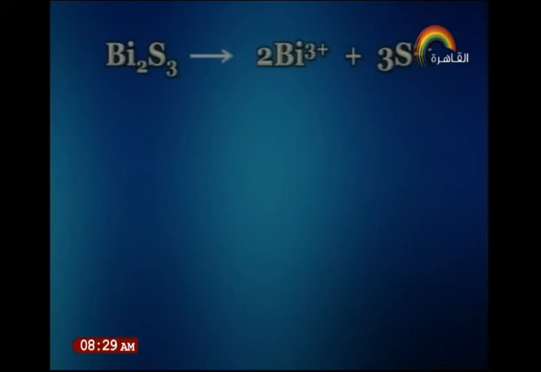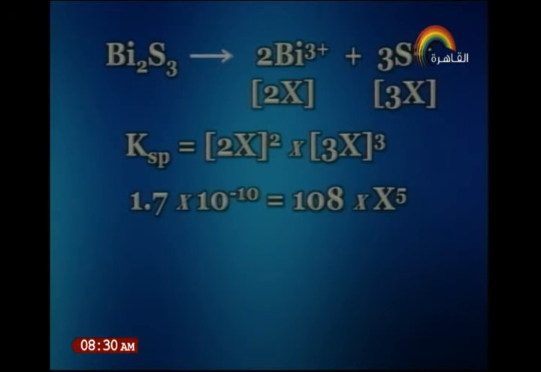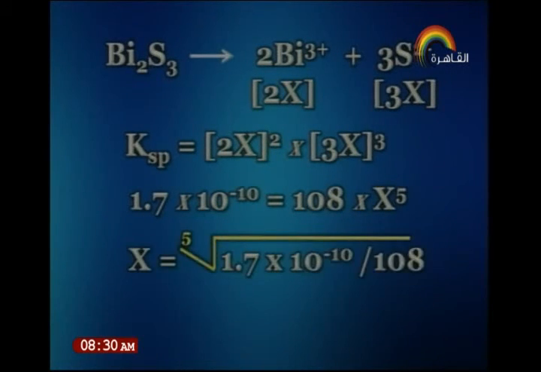As the ionization equation of bismuth sulfide gives 2 bismuth ions and 3 sulfide ions, the concentration of bismuth is 2x and sulfide is 3x. So substituting in the equation, Ksp equals (2x) squared times (3x) cubed. So 1.7 times 10 power negative 10 equals 108x to the power 5. So x equals the fifth root of 1.7 times 10 power negative 10 over 108. So it will be 4.35 times 10 power negative 3 molar.